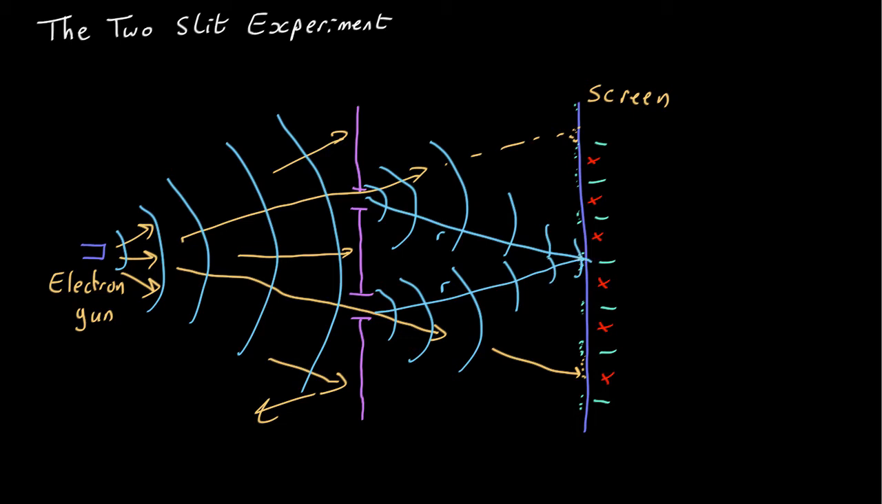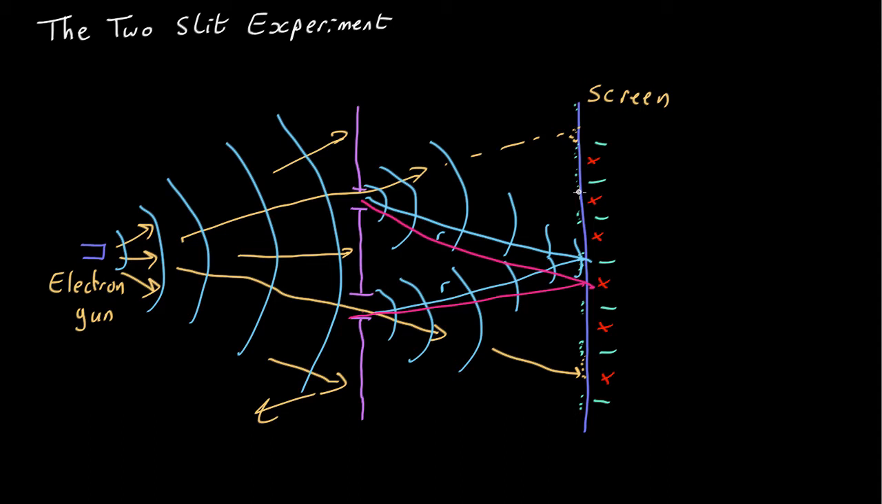But if you go a bit to the side, like over there, the waves from this slit have a bit shorter distance to go, the waves from this slit have a bit of a longer distance to go, which means that the peaks from one will line up with the troughs of the other, so they'll cancel out and you get nothing. So this pattern, signal, no signal, signal, no signal, makes sense if electrons are waves, but it doesn't make sense if they're particles. But that's the puzzle.